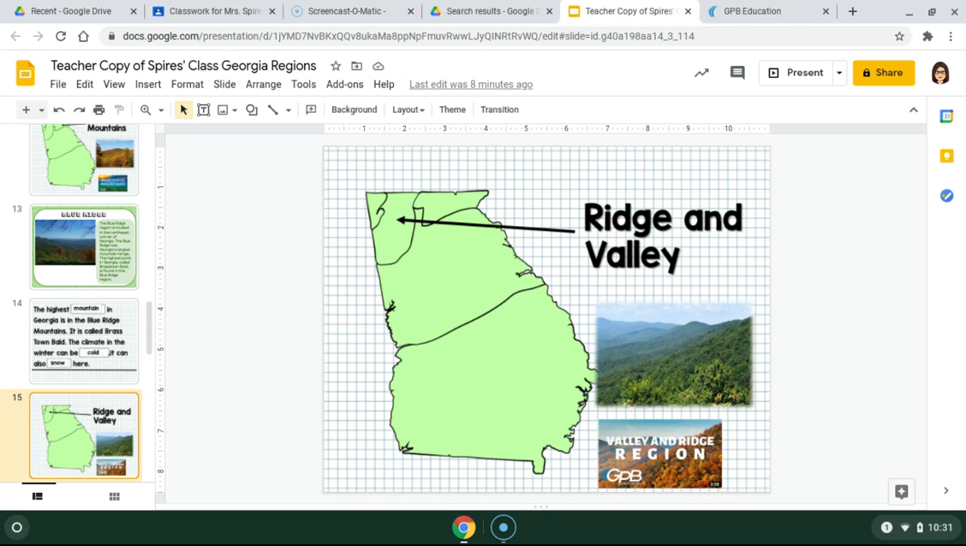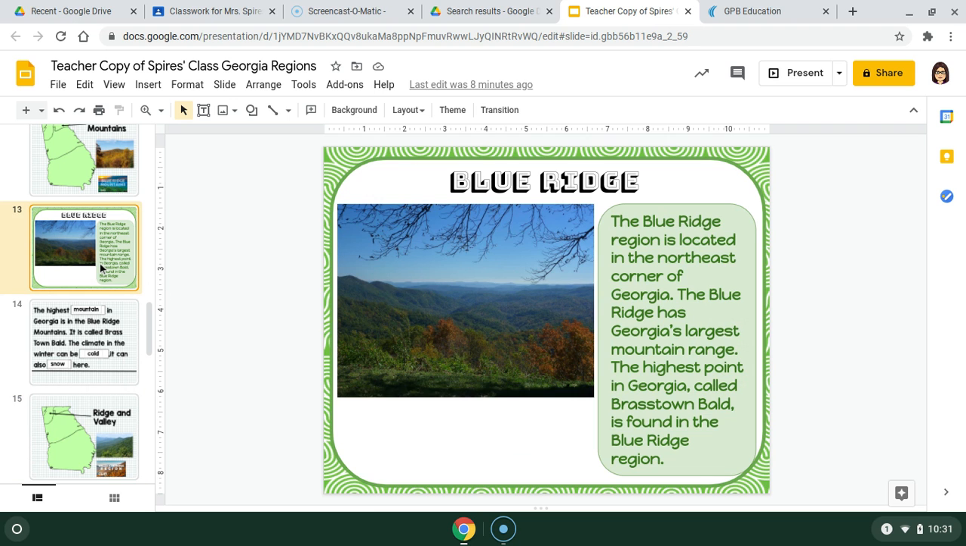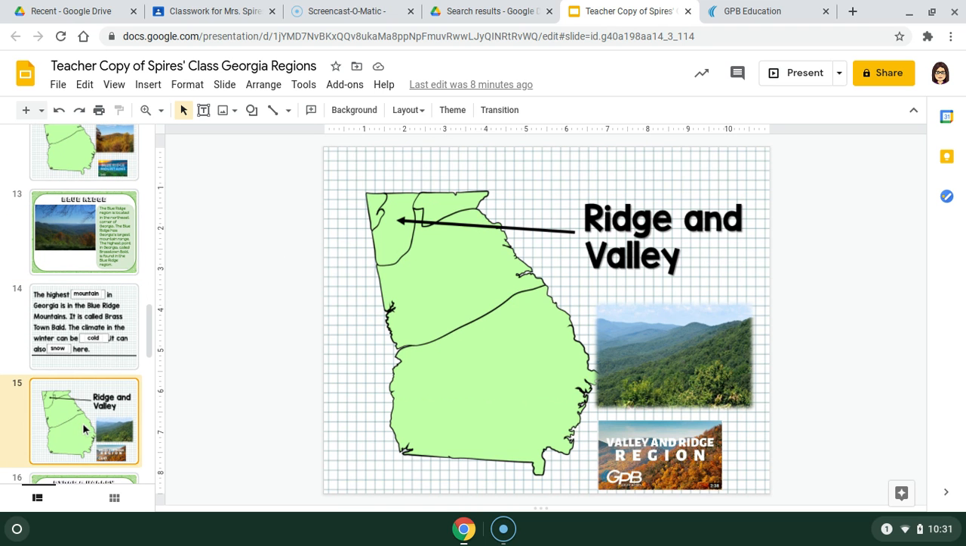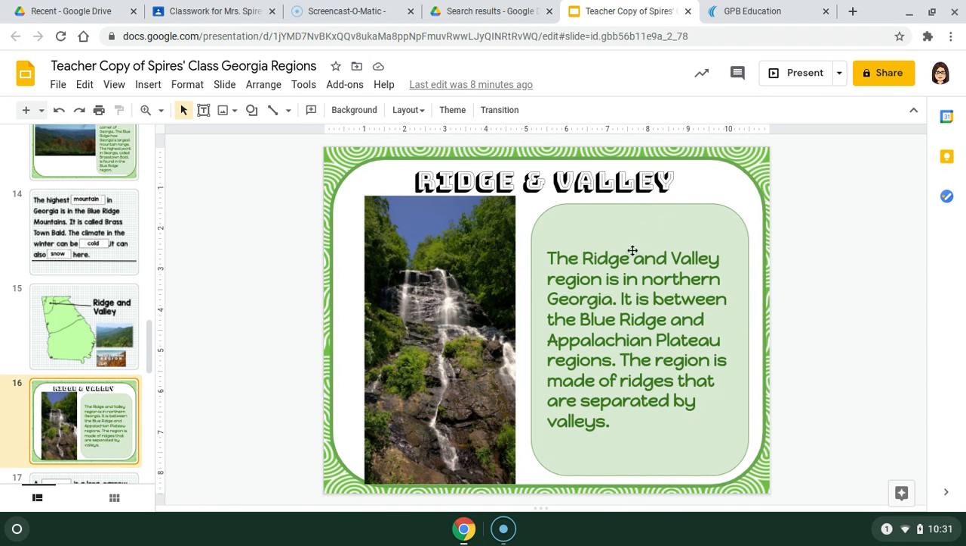All right, so let's talk about this region. The Ridge and Valley region is in northern Georgia. It is between the Blue Ridge and the Appalachian Plateau. The region is made of ridges that are separated by valleys. So you'll have high up places, and then down between them are the valleys.